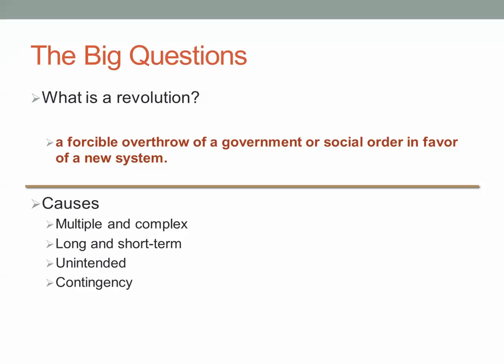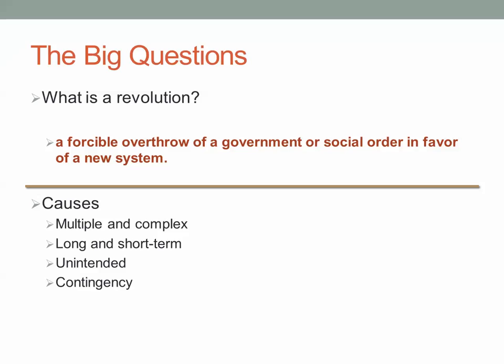Also, we have short-term causes, things that just happened that triggered the revolution. For example, we may have famine due to failing crops, raising of taxes, which happened at the beginning of both the French and the American Revolution. There were sort of unintended events or consequences of events that can contribute to the beginning of a revolution.